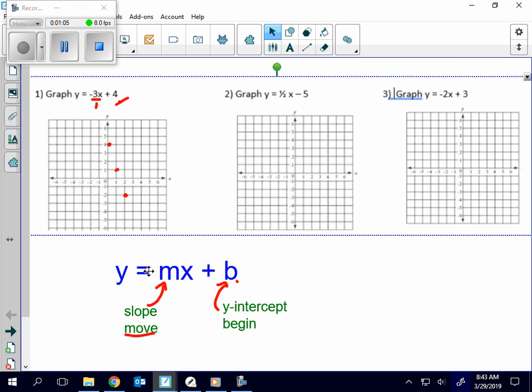Do it a few times until you get enough points to define your line. Technically, you only need 2, but it couldn't hurt to get more. And add arrows to show that your line goes on forever. Let's try the next one.